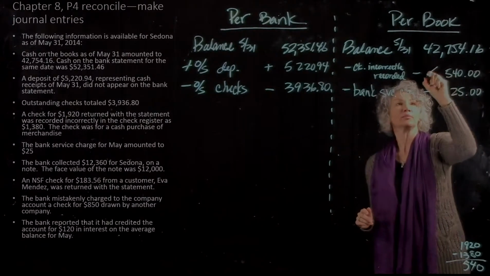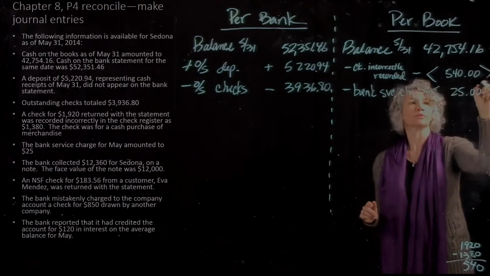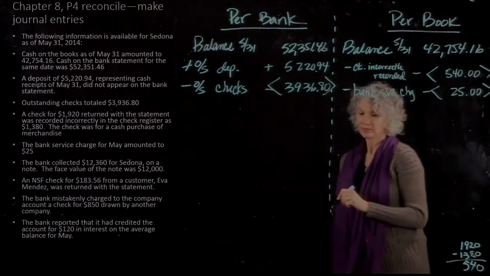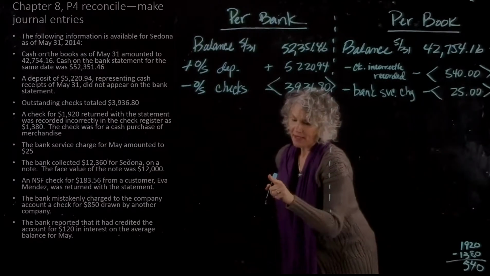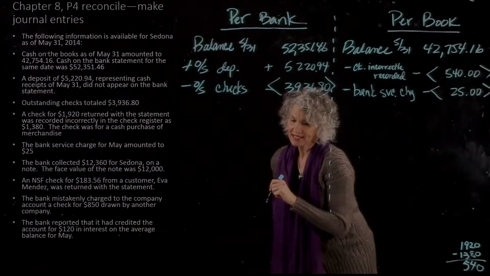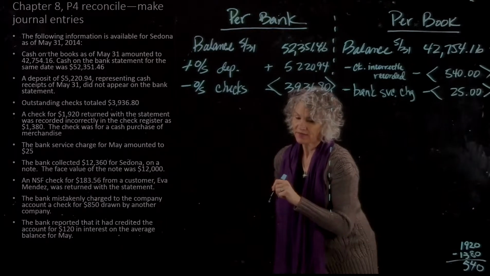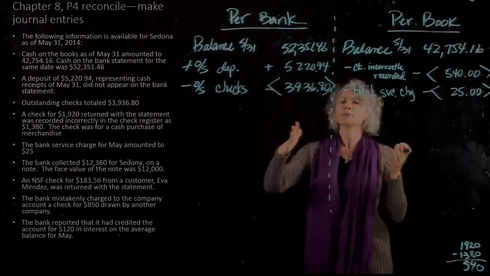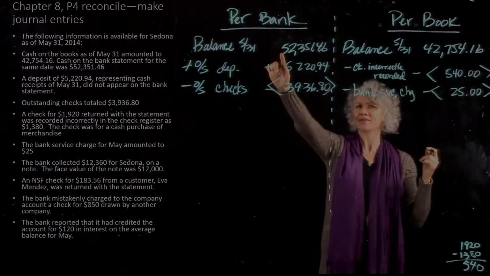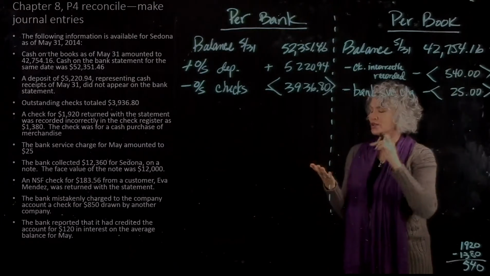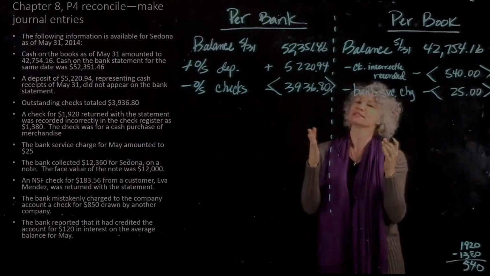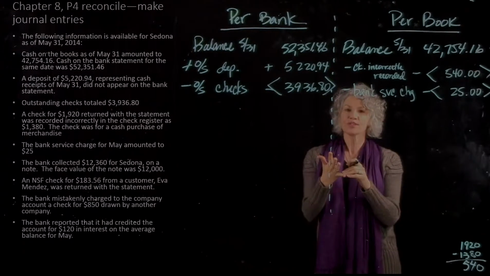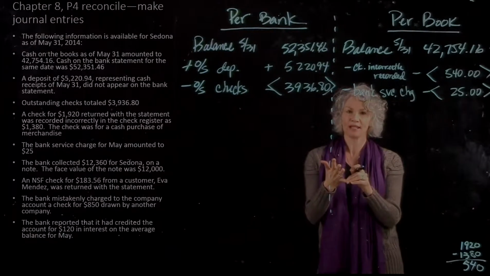Okay? Or we could bracket these, and that would make it really easy to make sure we know what we're subtracting and what we're adding. Okay, the bank collected $12,360 for Sedona on a note, and the face value of the note was $12,000. Well, this explains a lot, because look how much more money they think we have in the bank than we thought we had. So I know this sounds crazy, but sometimes people set it up to where somebody that owes them money goes to the bank and pays them.